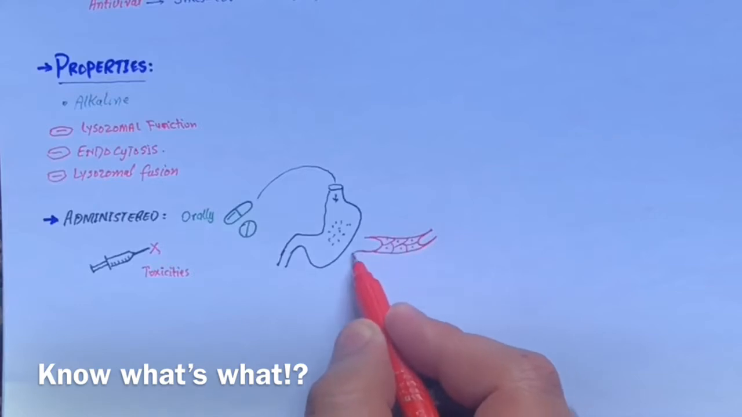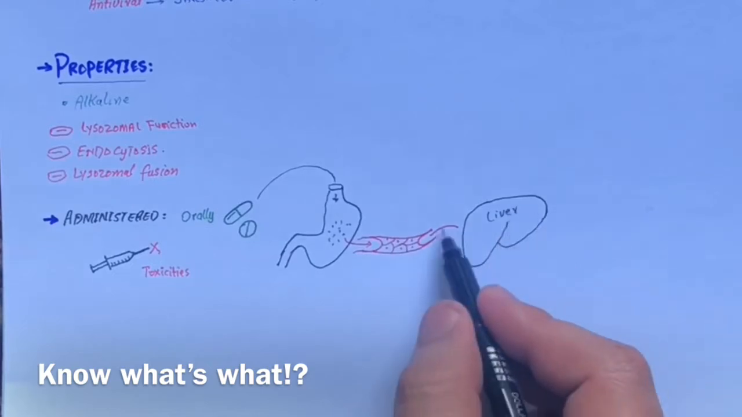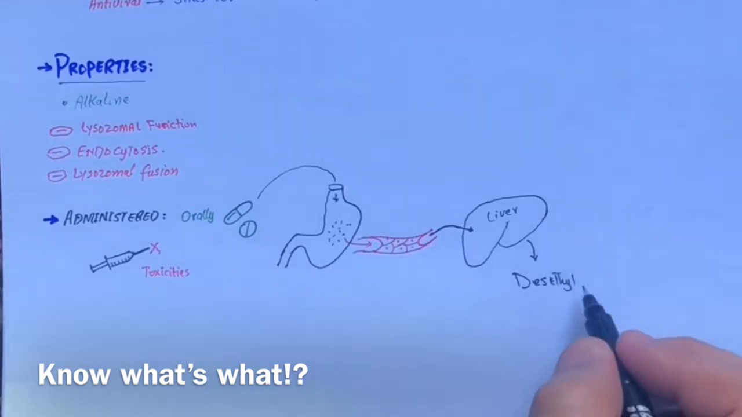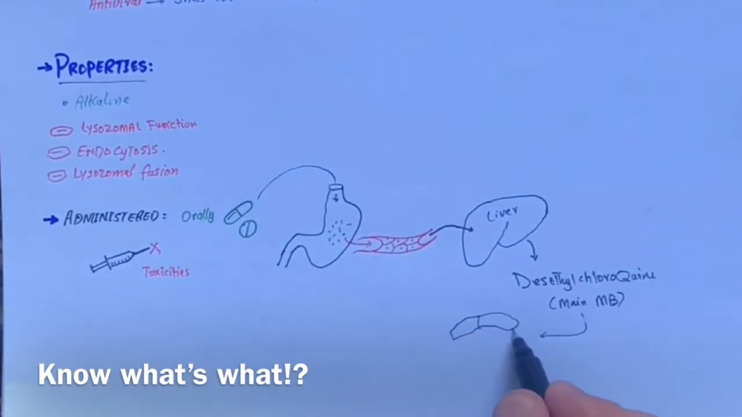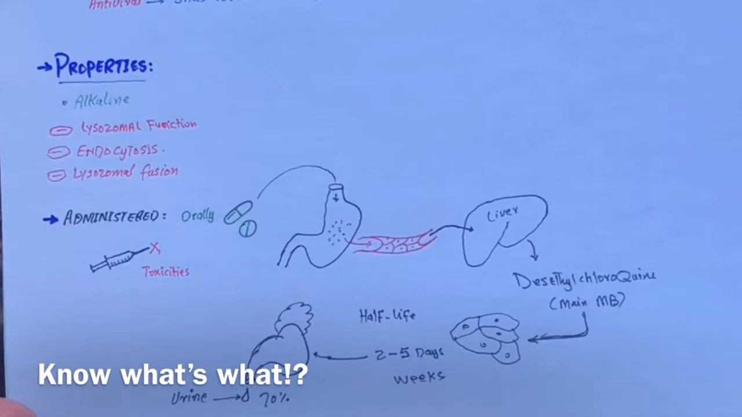and then from the blood it will be taken to the liver. Liver is where most of the drugs are detoxified, and here it will be metabolized into desethylchloroquine, the main metabolite of this drug. This metabolite will be absorbed well into your tissues, and then it will remain in the tissues or in your body for 2 to 5 days or up to weeks. And then it will be taken to the kidney and excreted 70 to 75% through urine. Now, this is how it's being administered and removed.